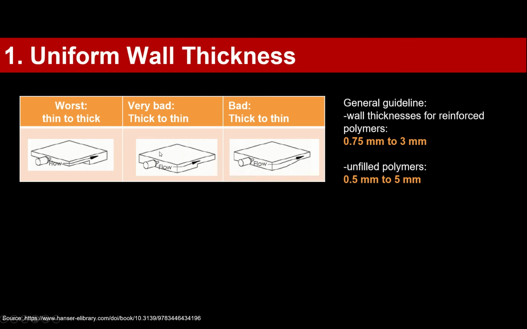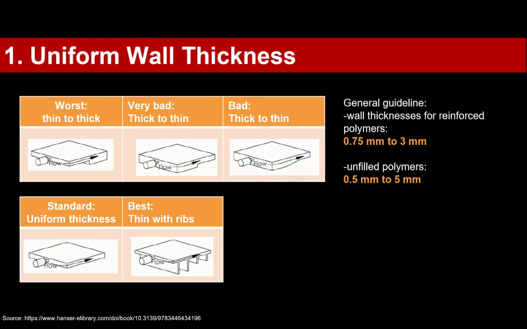Also very bad is when we go from a thick section to a thin one, as shown here. We gate also here in the center, and it's a bad scenario, also thick to thin like previously. However, here we have already some corner and some radius, so it's a better flow. It's already better. So now we have the worst, very bad and bad scenario. So how is the standard and the best?